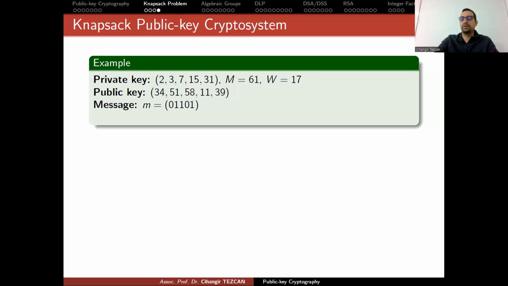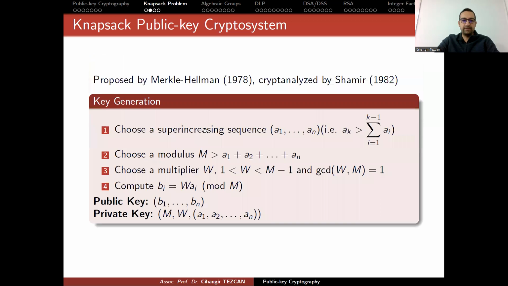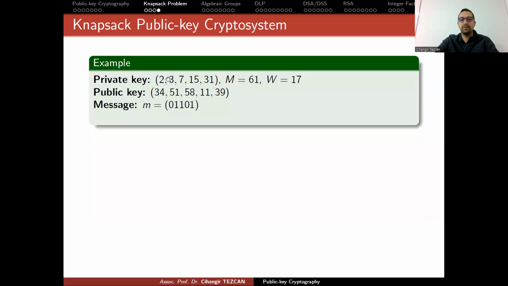Of course, in practice, you cannot do it. You should be working with larger numbers because otherwise, brute forcing would be very easy. So I now say that the public key becomes this, because recall that the public key was the BIs, which are AI multiplied with W modulo M. So I computed these values, multiplied the AIs with W modulo M, and wrote the results. So this is your public key.